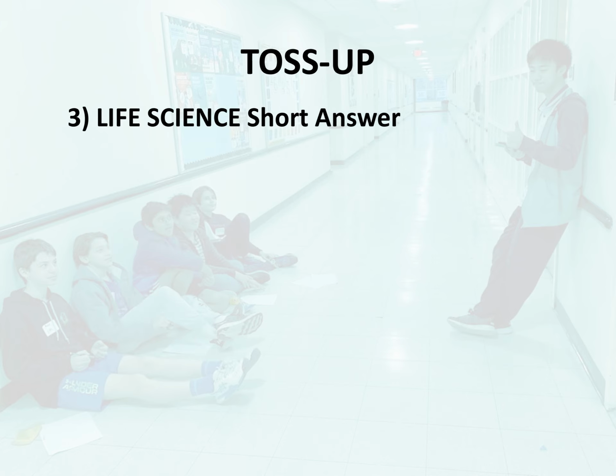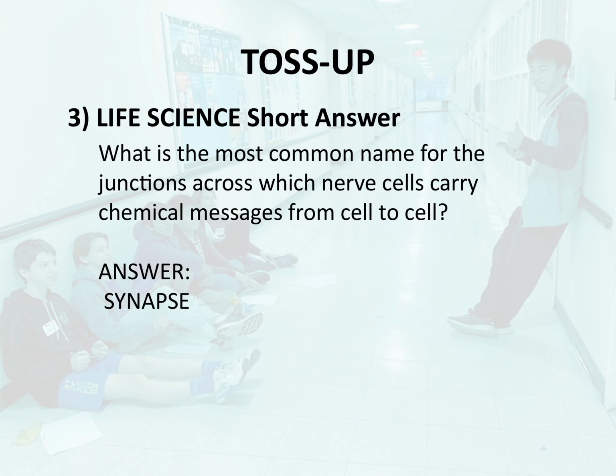Toss-up 3. Life science. Short answer. What is the most common name for the junctions across which nerve cells carry chemical messages from cell to cell? Answer. Synapse.